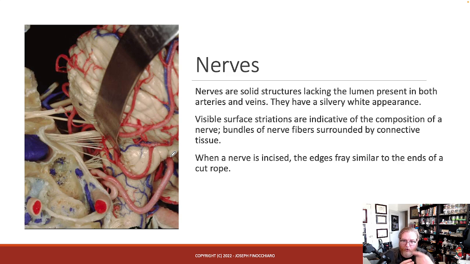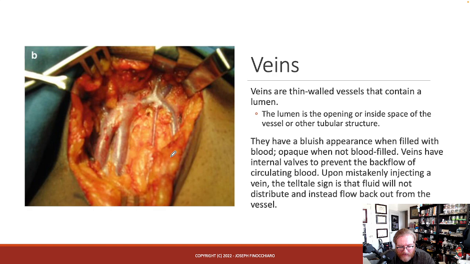Nerves are a rope. They're a bundle of fibers that are wound around and around. They're surrounded by connective tissue. When a nerve is cut, the edge of the nerve frays open like a cord, like paracord or something like that. Veins are thin-walled vessels that contain a hole.